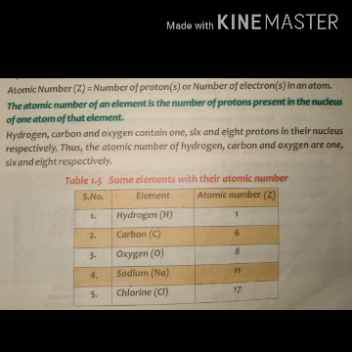Dear students, it has been found that the atoms of one element differ from those of the other elements just because of the number of protons which is present in their nuclei. No two elements have the same number of protons. As the atom is electrically neutral, meaning having no charge, it has the same number of electrons as the number of protons.